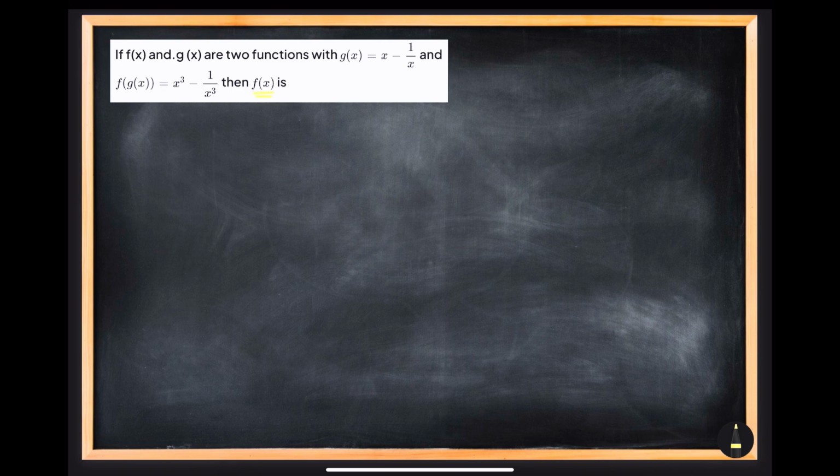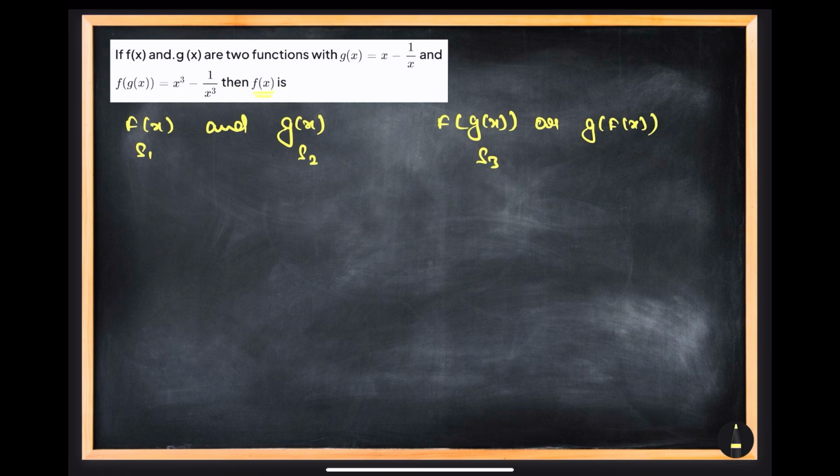Okay, so suppose that I will give you f of x and I will give you g of x. Means if I'll give you stage 1, stage 2, then you can find out stage 3, f of g of x or g of f of x. Correct or wrong?